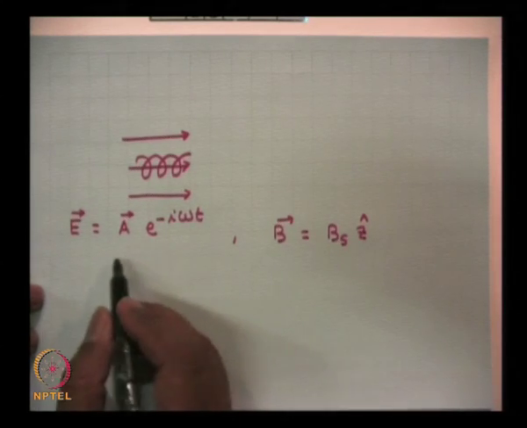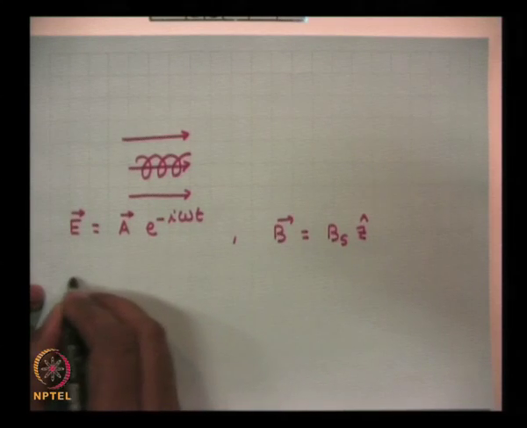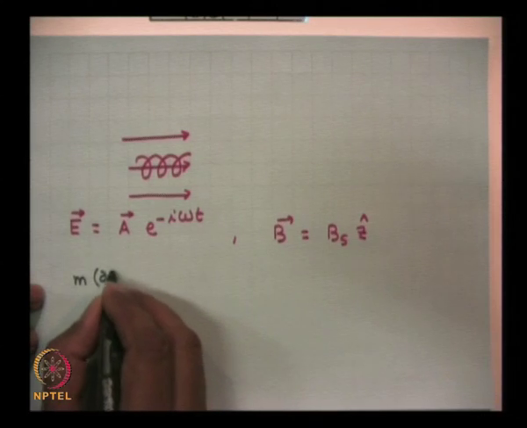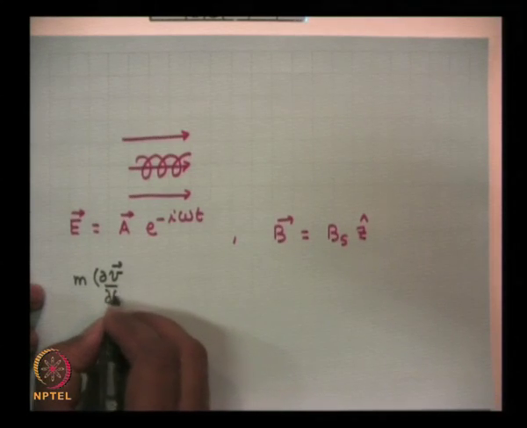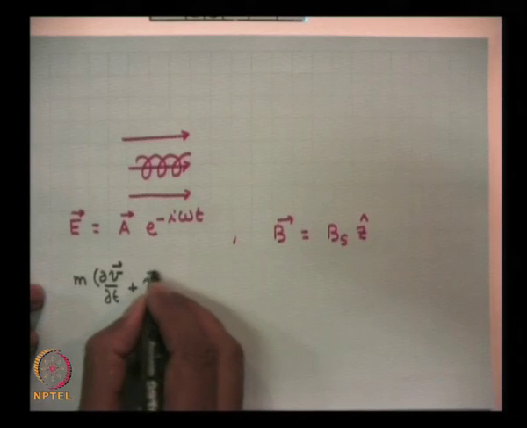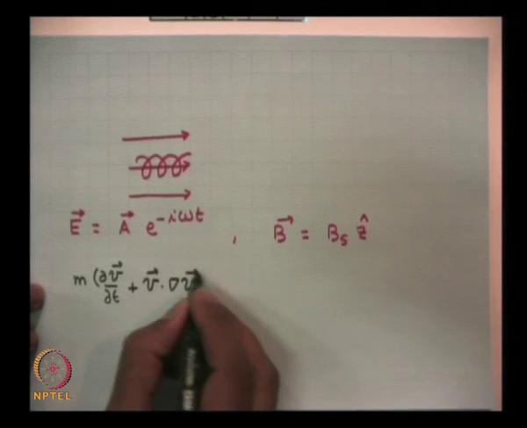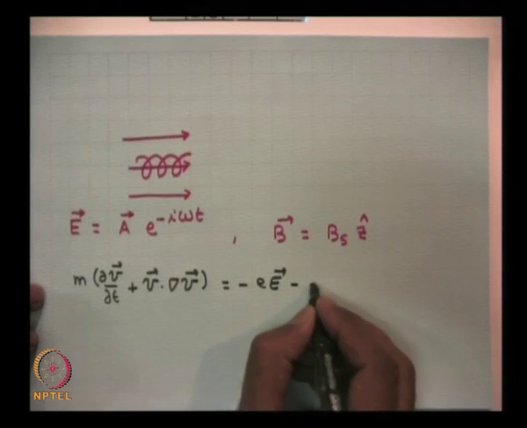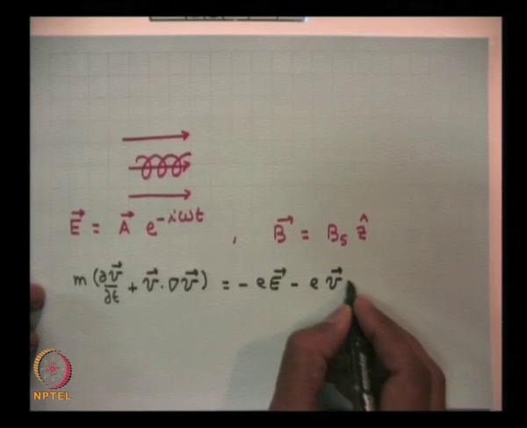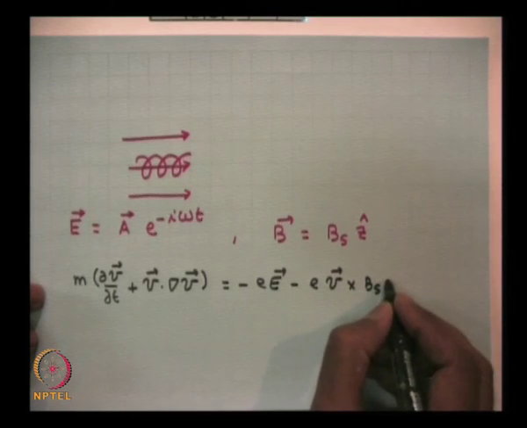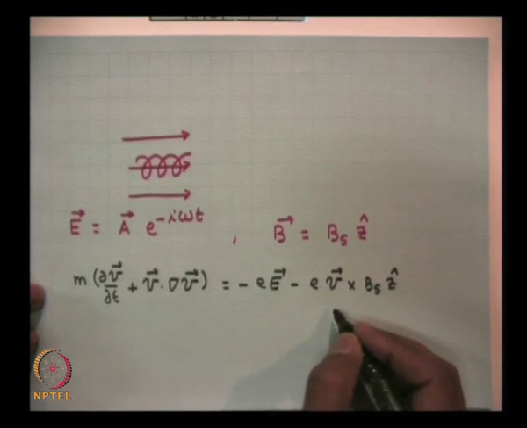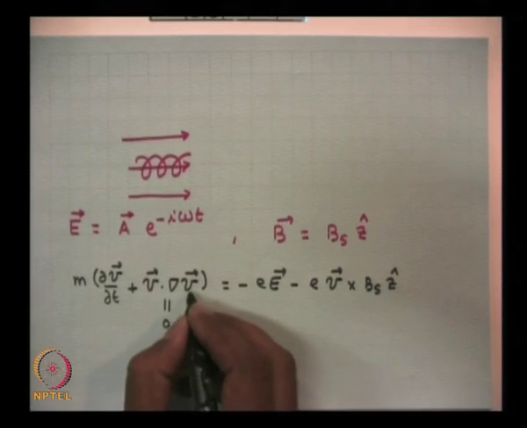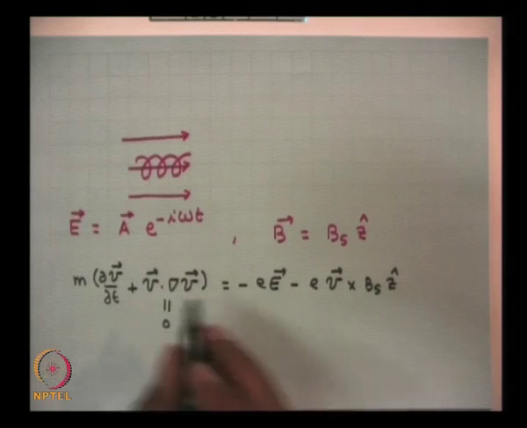Because we are ignoring any space dependence, the equation of motion in this case would be m (delta V by delta t plus V dot del V) is equal to minus E minus E V cross Bs, which is in the z direction. This is my equation of motion. I take this term to be 0 because V does not depend on x, y, z.